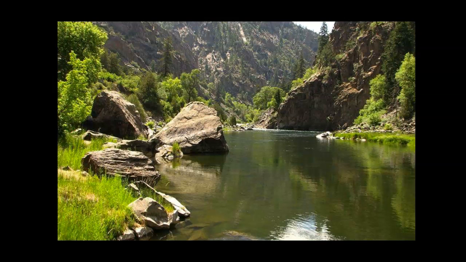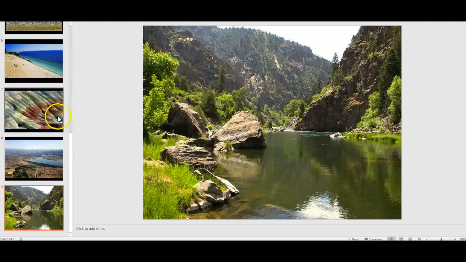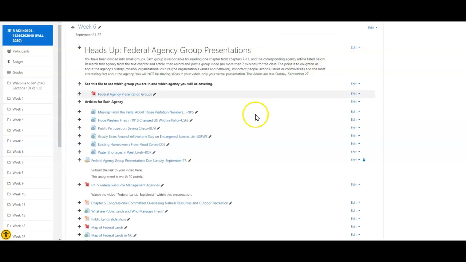This is Shasta National Forest in California, but it could be many other places. So that is it for that slideshow of public lands. There are many more, of course, and you should definitely take a look at those.